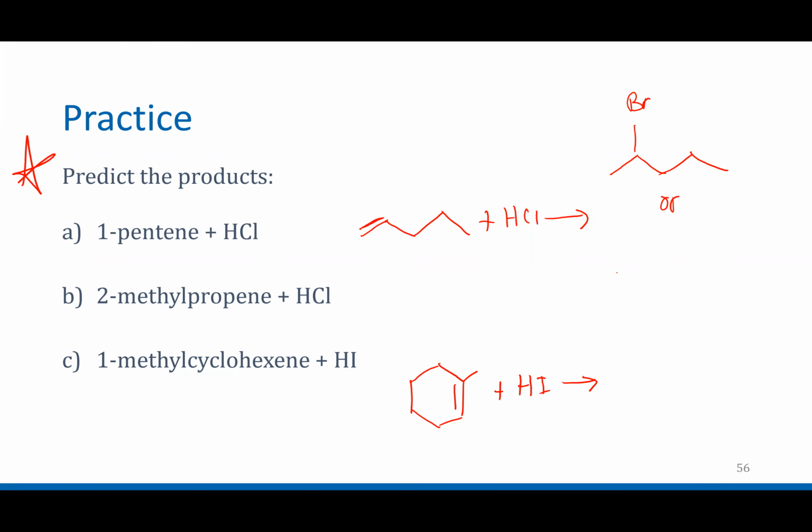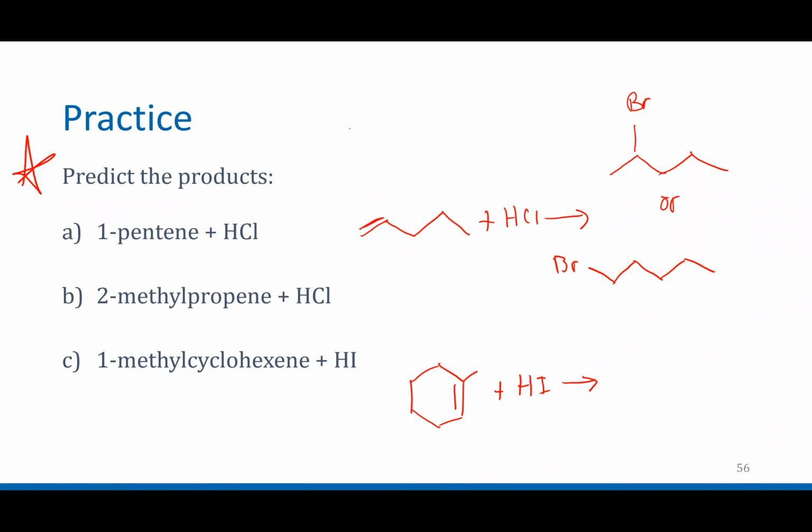My options are, I could get this compound where the bromine goes here. Or, and don't write this down if you're following along. Well, I guess you could write this down, but one of these is the wrong answer. So the question is, where did that bromine go and where did that hydrogen go? The hydrogen joins on the carbon that has the most other hydrogens.